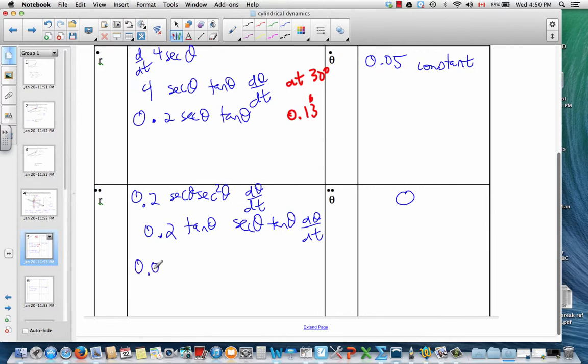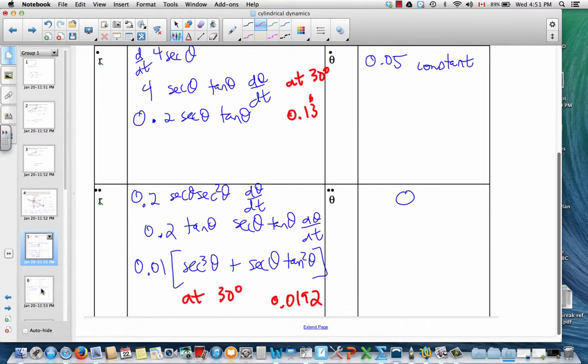All right, so now when we do 0.2 times 0.05, which is d theta dt, all of these terms end up with a 0.01 in front of it. Then we have secant cubed theta plus secant times tan squared theta. So that's the expression for r double dot, which is the time derivative of this, subject to theta dot being a constant value. Now, if you put in 30 degrees here, at 30 degrees or pi over 6, this works out to 0.0192.